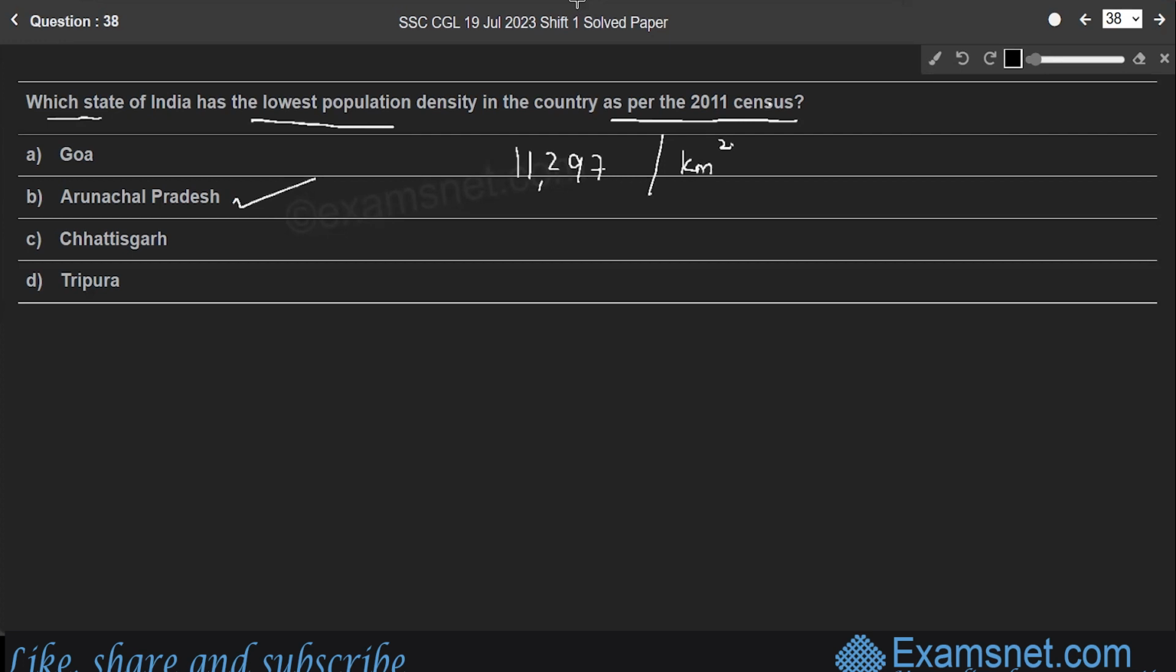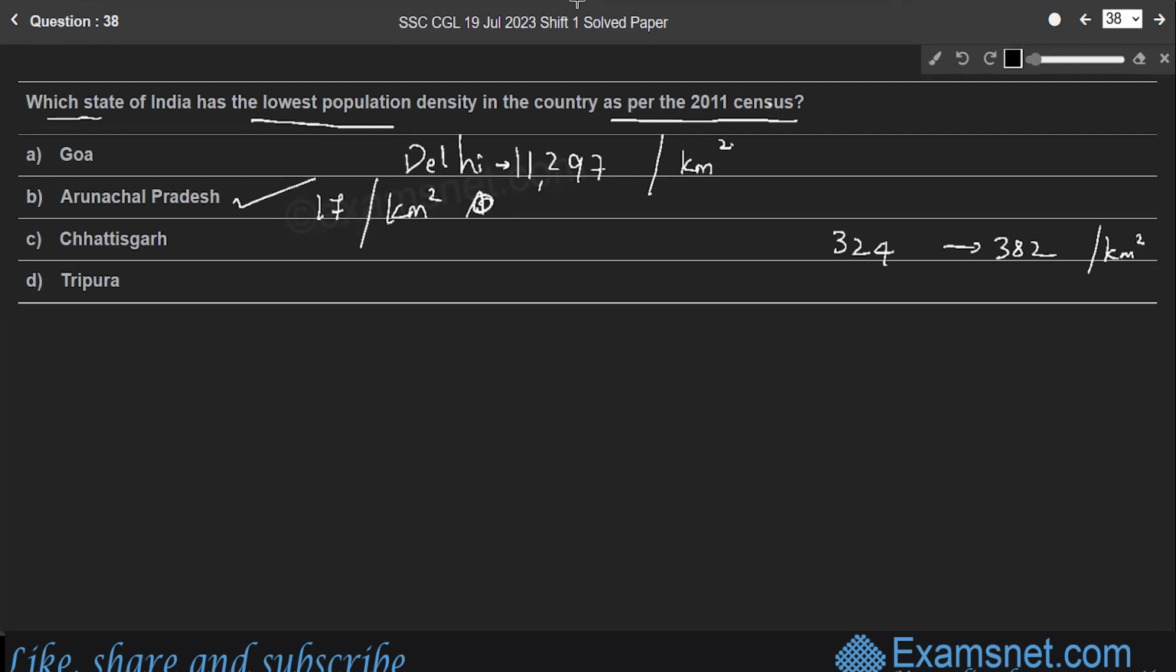The state of Arunachal Pradesh has the lowest record of population density, having 17 people per square kilometer, whereas in Delhi it is 11,297 people per square kilometer. The records of population density in India state that the density has increased from 324 to 382 per square kilometer.